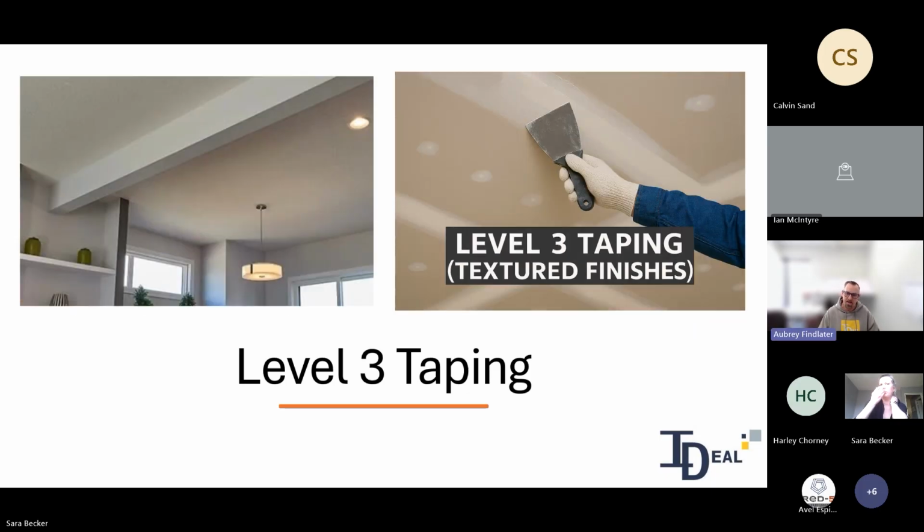Yeah, and this is where you start getting into more of the finish. So level 3 is typically 2 coats and a quick little sand. Like I said, texture ceilings, you can do this. It wouldn't be acceptable for a painted wall. The joints would still flash on you and show up.